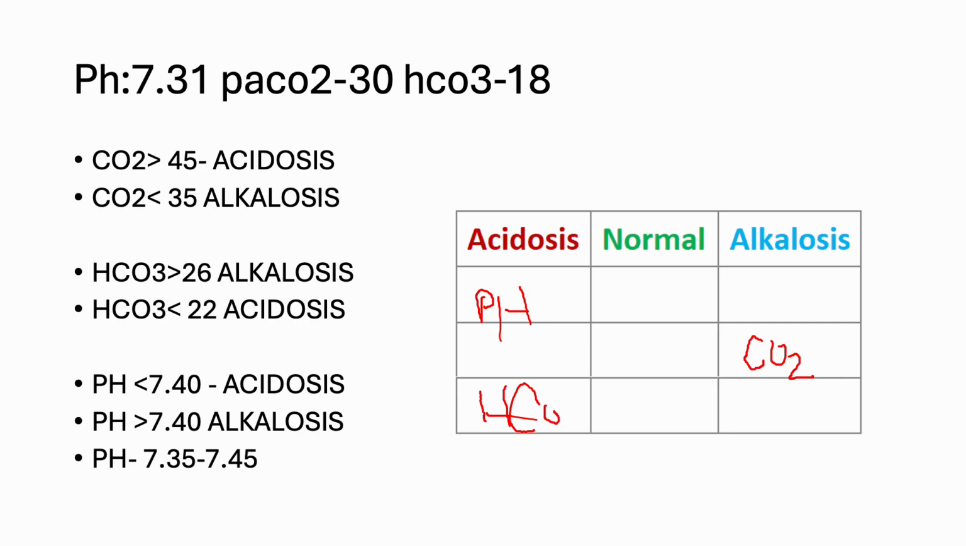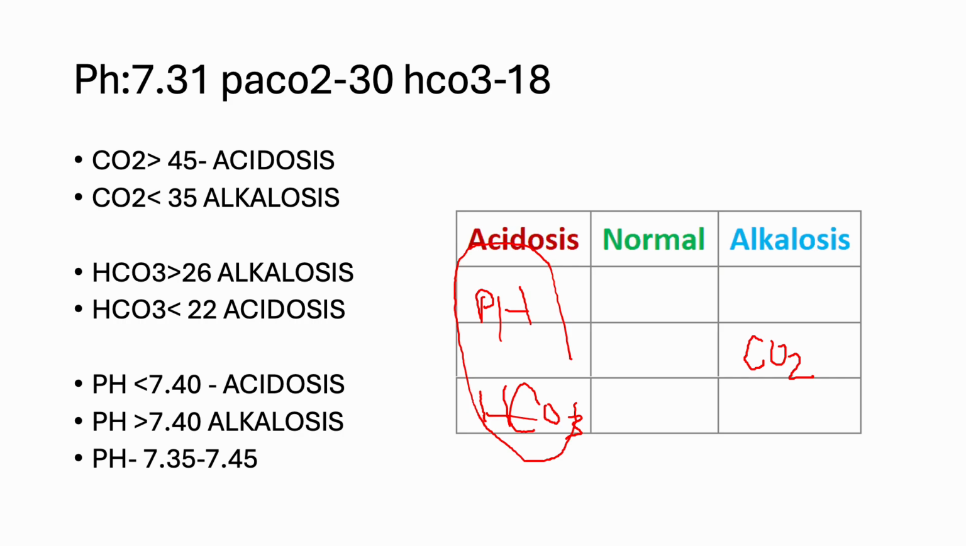All right, now we want to see, do we have two under the same column? And yes, we do. So we know that it's acidosis because we're under the acidosis column. And what is under the acidosis column? It is your bicarb. So bicarb is your metabolic. So we know that this patient is experiencing metabolic acidosis.